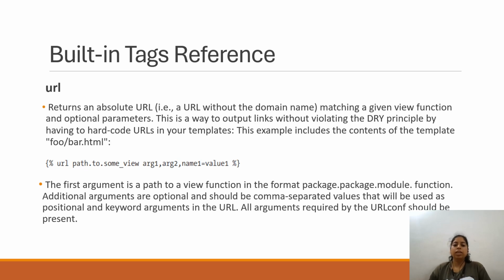url returns an absolute URL matching a given view function and optional parameters. This is a way to output links without violating the DRY principle by having to hardcode URLs into your template. The first argument is the path to the view function in the format package.package.module.function. Additional arguments are optional and should be comma-separated values that will be used as positional and keyword arguments in the URL. All arguments required by the URL config should be present.